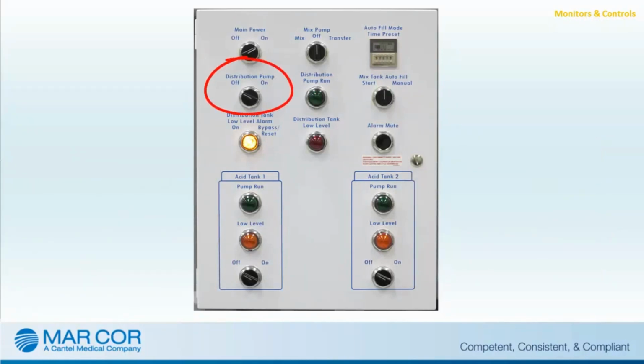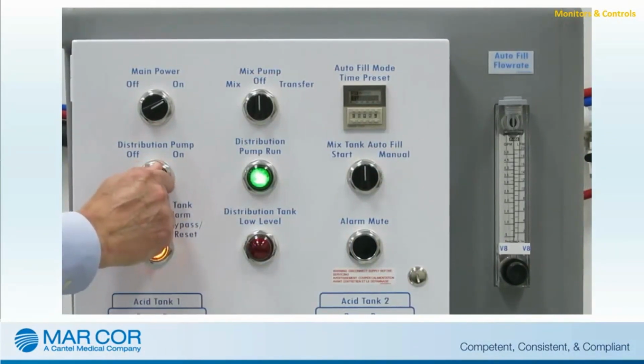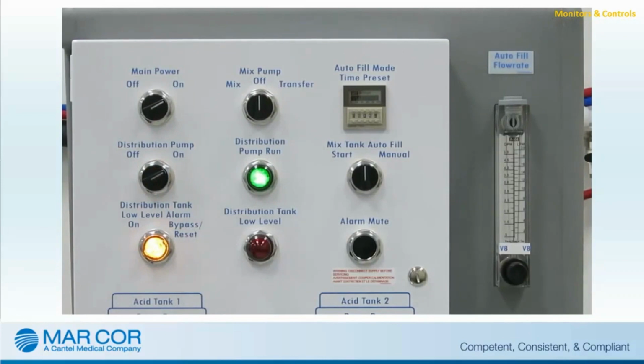The distribution pump switch is a 2-position switch that controls power to the distribution pump. Moving the distribution pump switch to the on position initiates operation of the distribution pump and illuminates the distribution pump run light.